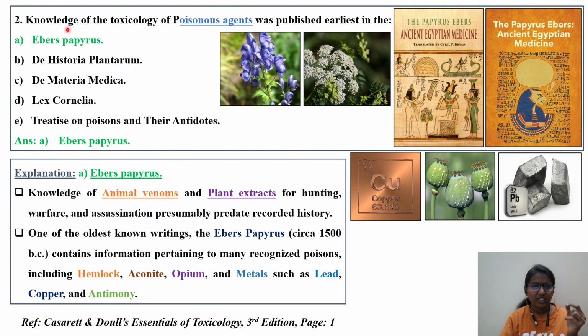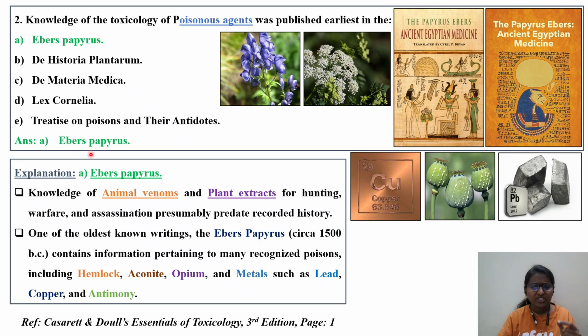The second question was, knowledge of the toxicology of poisonous agents was published early in the. As I said, there were various toxicology books historically, but from this exam point of view, you might not get any question, but still we'll learn it for our knowledge base. Option A was Ebers Papyrus. Option B is Historia Plantarum. Option C is De Materia Medica. Option D is Lex Cornelia. Option E is Treatise on Poisons and Their Antidotes.